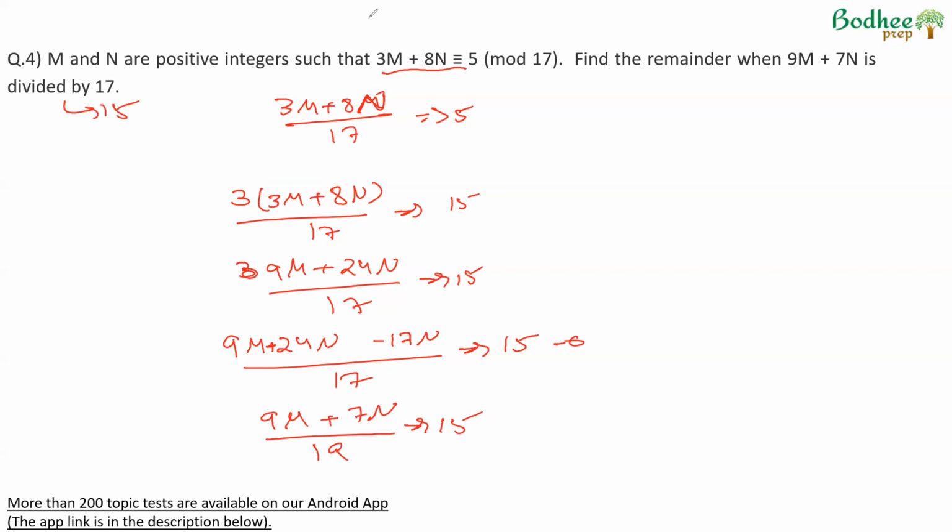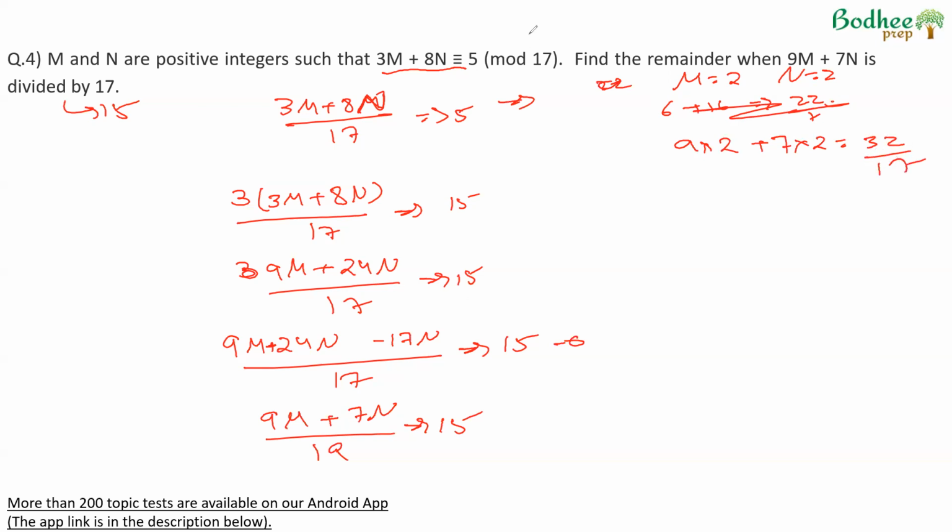We could have also chosen values and tried to find the answer. For example, suppose we say 17 and 5 is 22. Can we get 22 from here? 8, 16 and 6. So if we put m equal to 2, n equal to 2, we will get 3m as 6 and 8n as 16. 22 divided by 17 is a remainder of 5. Now if we put that here, 9 into 2 is 18 plus 7 into 2 is 14. 14 and 18 is 32. 32 divided by 17 is a remainder of 15, which we are getting as the answer.